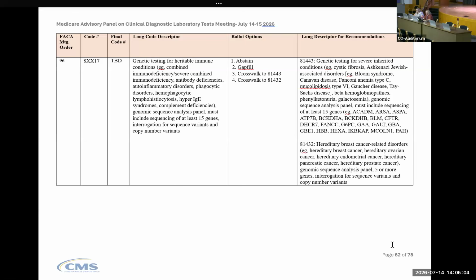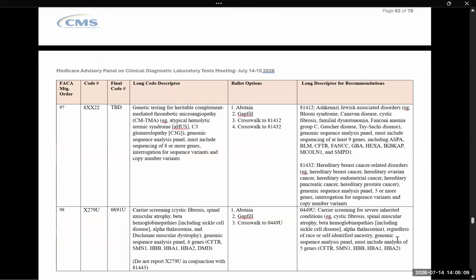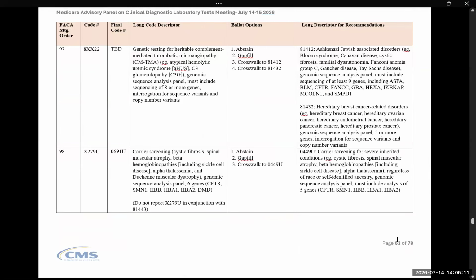Thank you. All right, we have another tier 1 code, 8XX22, and I think Alina, this one is yours as well. Yes, it's code 8XX22. It's a genomic sequence analysis panel for complement-mediated thrombotic microangiopathy, atypical hemolytic uremic syndrome, and C3 glomerulopathy. It sequences at least 8 genes and importantly requires analysis of the structurally complex CFH and CFHR genes, including their rearrangements. It too is a non-proprietary category 1 panel.